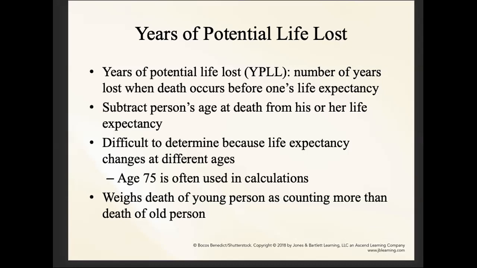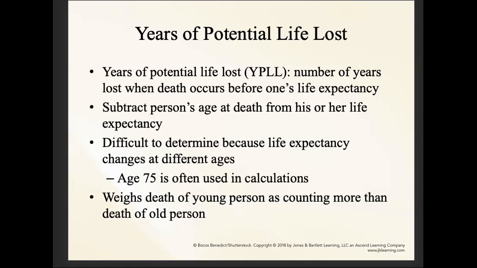So for example, your life expectancy is different at 75. If you lived to be 75, you're expected to live on average another 12 years. But at birth, maybe your life expectancy is 80 years. So they often use the age 75 for calculations.